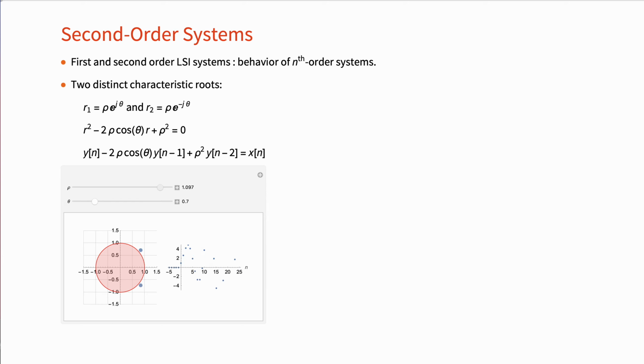And when poles fall outside the unit circle, shown in red here, that is when rho is greater than 1, the step response is unbounded, and the system becomes unstable. For poles inside the unit circle, the system is stable and the step response decays over time. We initially have some oscillation, but it dies over time.